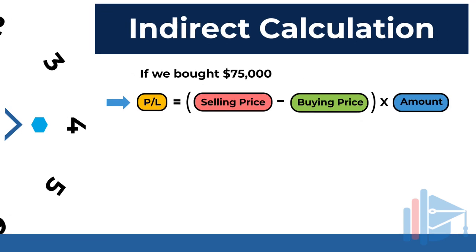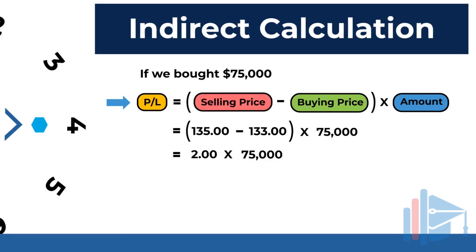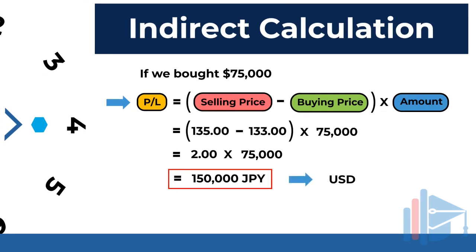selling price minus buying price times amount. This implies that 135 minus 133 times 75,000 is equal to 2 times 75,000. Thus, equal to 150,000 JPY. Next, you need to convert the 150,000 yen profit into the functional currency, which is the USD.